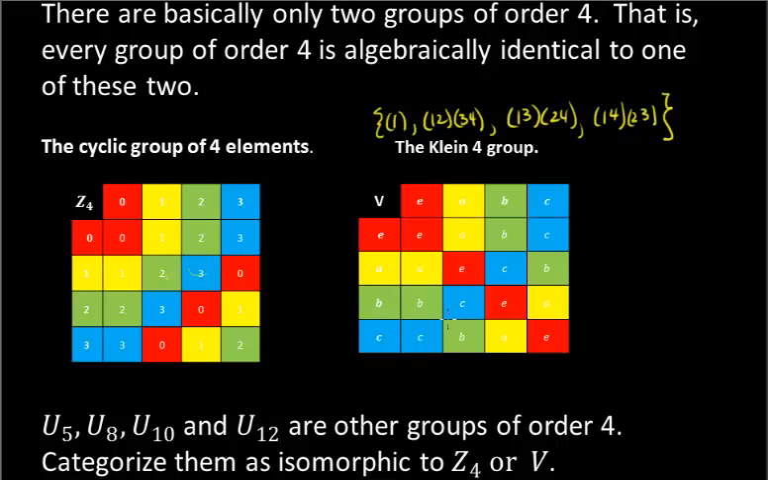So on your own, look at U5, U8, U10, and U12. Those are groups of 4. They're all abelian, and each of them will be identical to one of these 2. So you look at them and see, you're basically asking which ones are cyclic and which ones have all elements except for the identity of order 2.